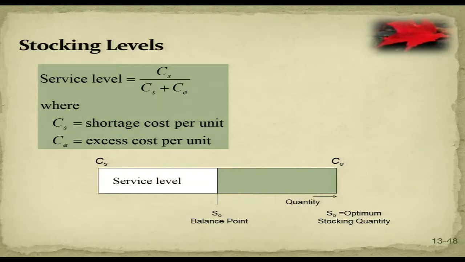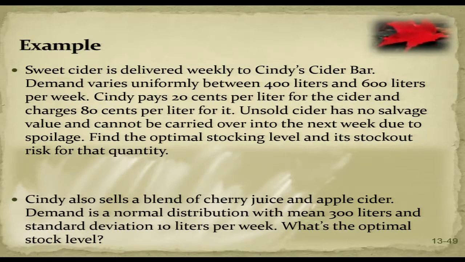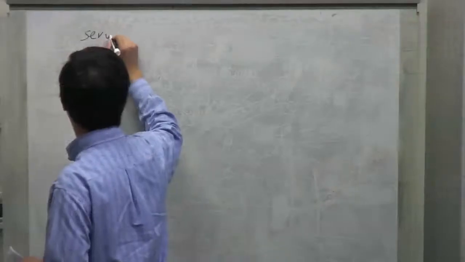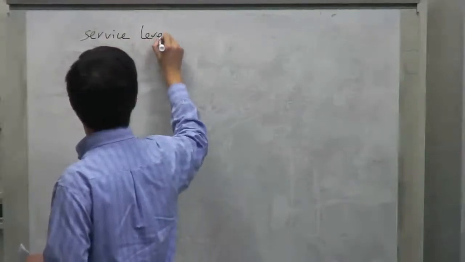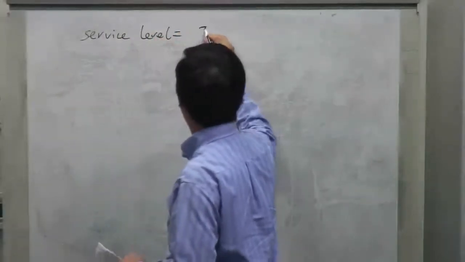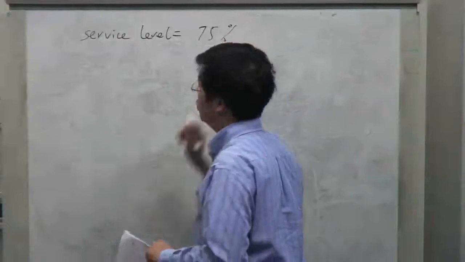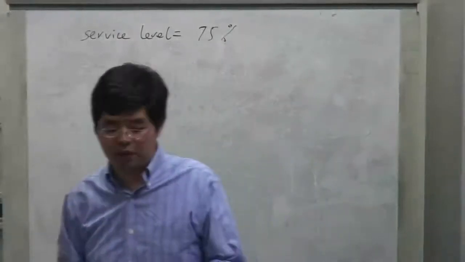After we get this optimal service level, we can follow the distribution to determine the optimal stock level. Here is the example we went through in last Friday's class. Part 1 we have finished. Anybody still remember, for part 1, what is the optimal service level? 75. Thank you, Henry. So 75% is the optimal service level.